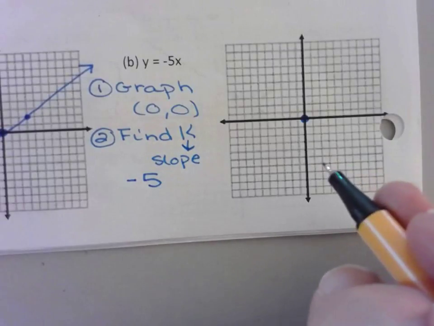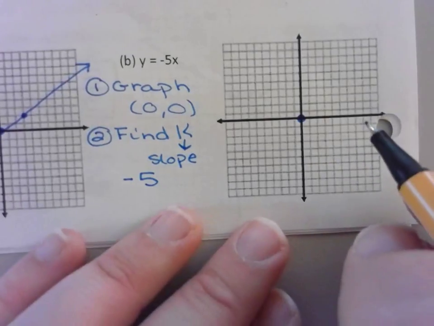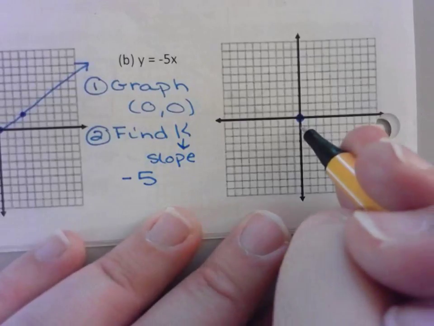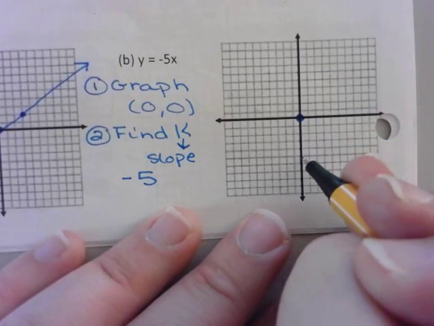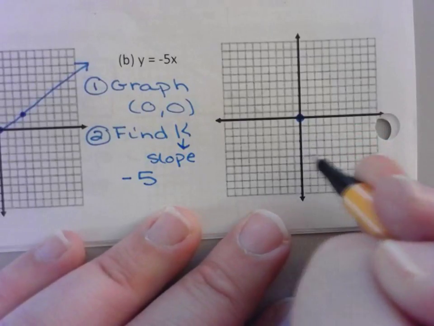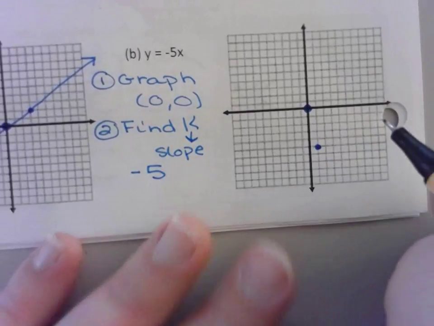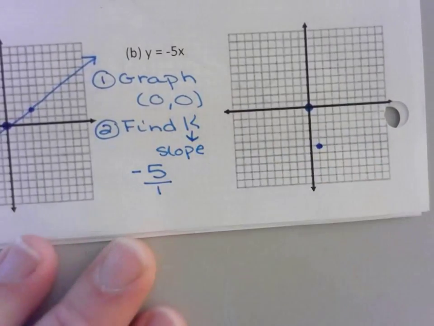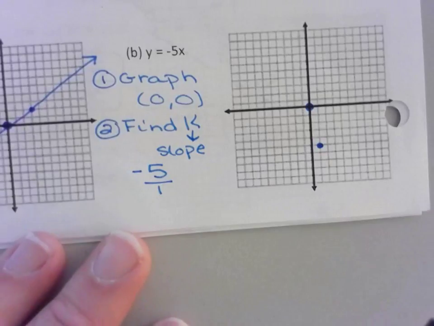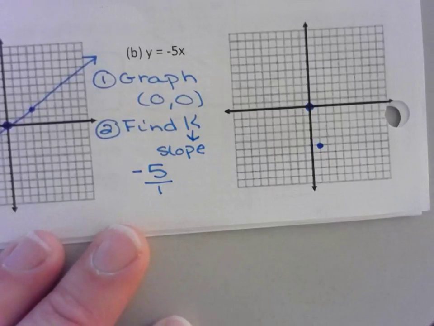If my slope, or k, is -5, how do I find my next point? 1, 2, 3, 4, 5, down 5. Why do I know I go right 1? Put a 1 under the 5, because any whole number you can write as over 1. So down 5 gets the negative, and I go right 1 to get the positive.